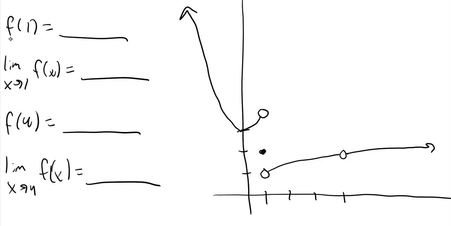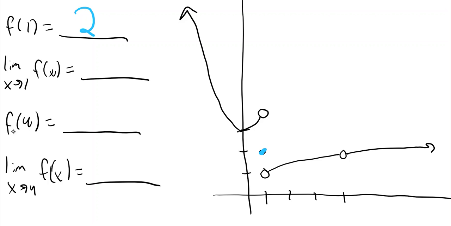So f of 1 is asking me what is the function when x is 1. So when x is 1, it's not hitting here, it's an open circle. Not hitting here, there's another hole. When x is 1, y is 2.